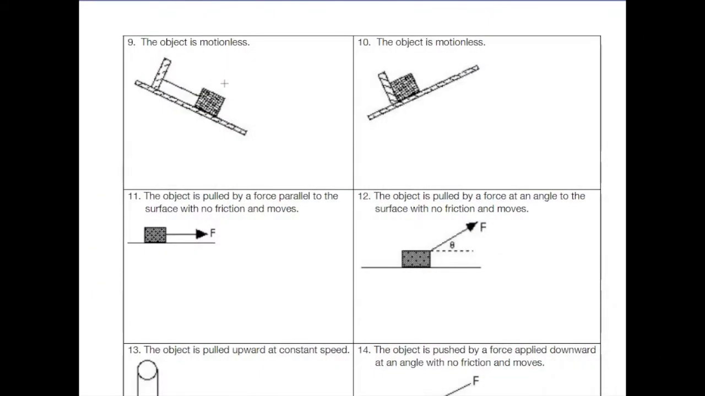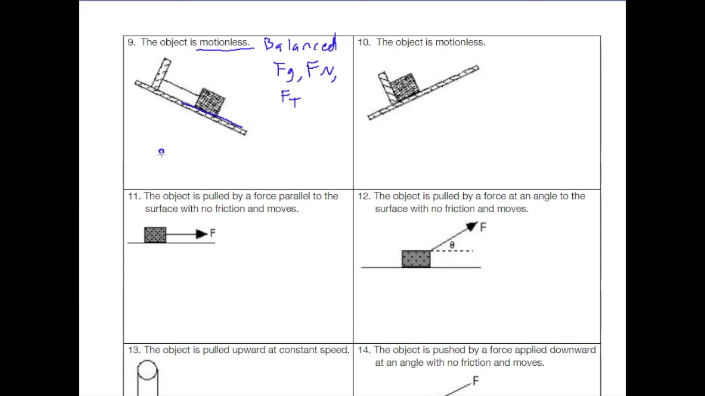Let's take a look at number 9. The object is motionless. So motionless is telling us that our forces are balanced. Listing our forces, we know gravity is always there. We can see that this object is on a surface right here, so we're going to have normal as well. And then lastly, we see that rope, so we're still going to have force tension. It doesn't say anything about friction, so we're just going to ignore it in this case and say that there's no force friction acting on this box.